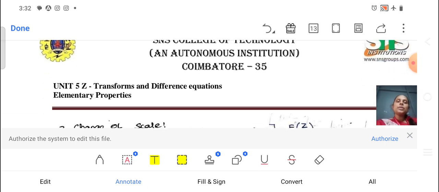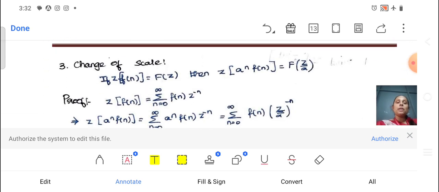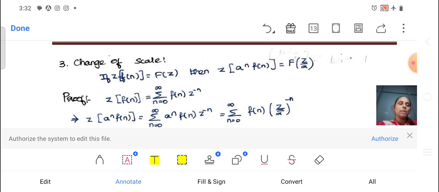Okay, so next we are going to see the change of scale property. The next property is the change of scale property. In the change of scale property, if Z of f(n) equals capital F(z), then Z of a power n f(n) equals F(z by a). In the previous one we used the transform F of s by a, so here also we use F of z by a.